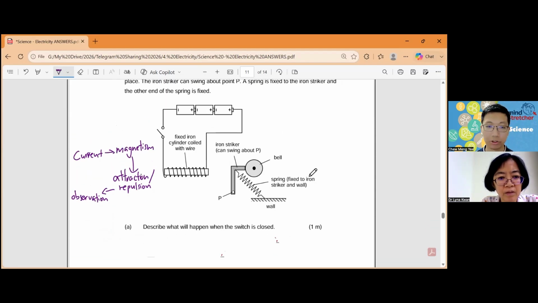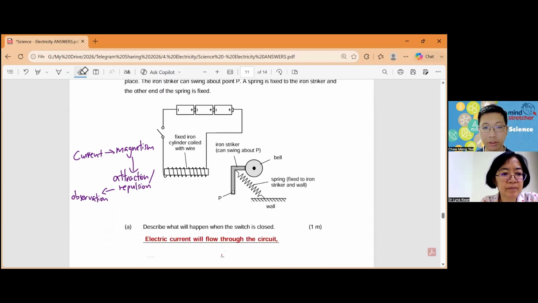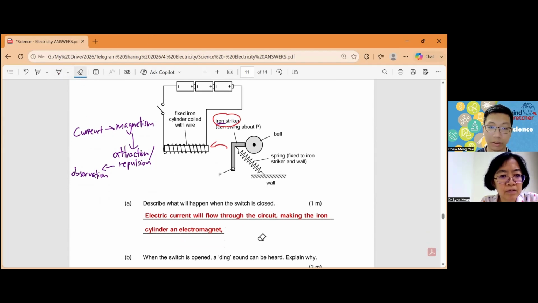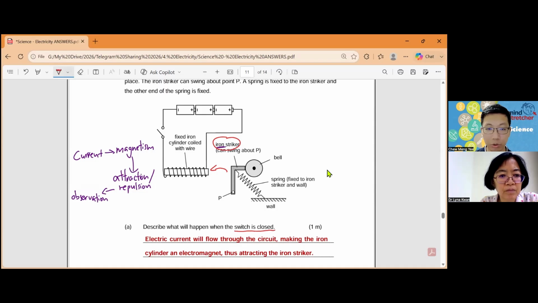So when you talk about this question, describe what will happen when the switch is closed. Okay, so when we close the switch, what will happen? Same thing, right? First thing, electric current. Okay, electric current will flow through. Or you can just say current. But what does that result in? So when current flows through this circuit, then this iron cylinder becomes an electromagnet. And what is it going to do? Okay, this is an iron striker, which is magnetic material, right? So it will be attracted to the electromagnet. That's it. Because we just need to describe what happens when the switch is closed.